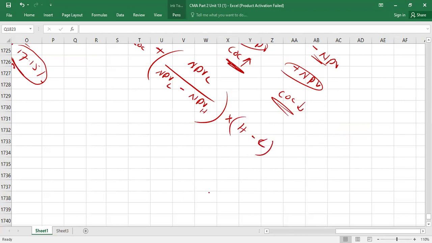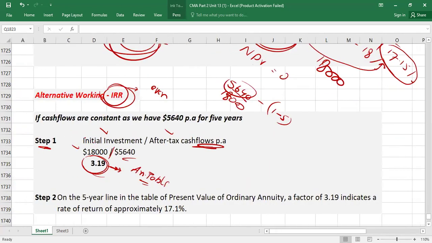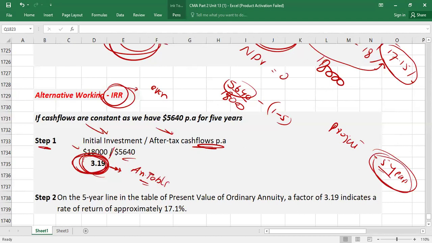And then the shortcut way I told you. Don't forget, this is if cash flows are even. First take the initial investment divided by after tax cash flows per year. So you will get an answer. That answer, look into the annuity factor table. How will you search? You have to look at the project life. The life is 5 years, so you search in the annuity table the row of 5 years where this value is written, and then look at the percentage under which this value is written. That will be the IRR. Understood? I hope it is clear.